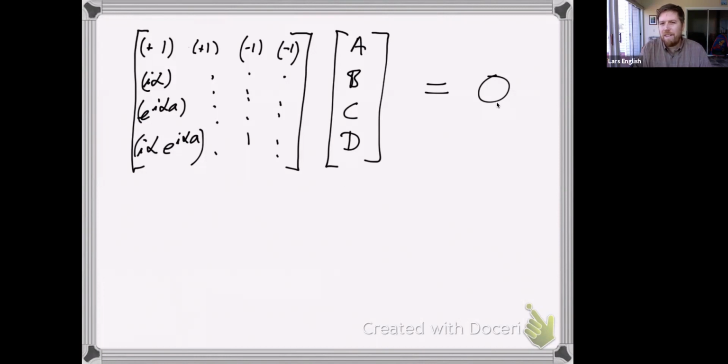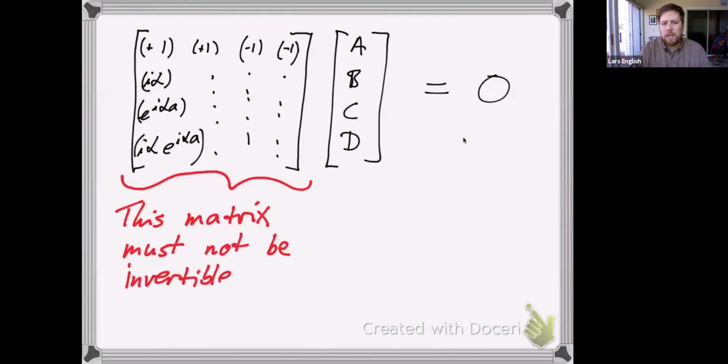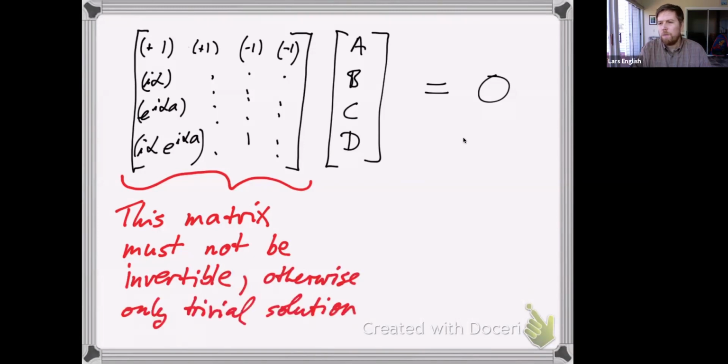Okay, so then anything times 0 is 0, and so then A, B, C, and D would be 0. We don't want that, okay? Hence, this matrix must not be invertible. Otherwise, we only get that solution.